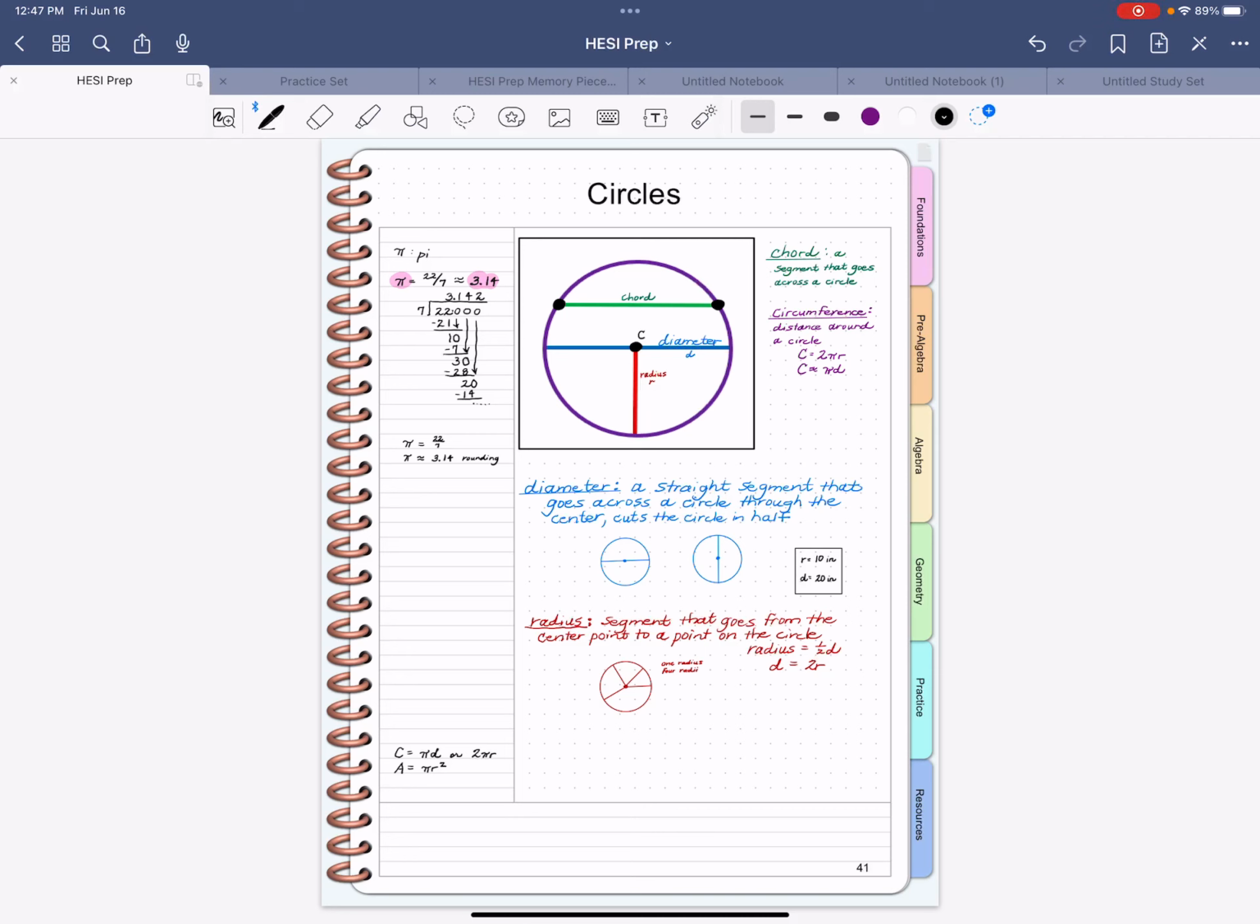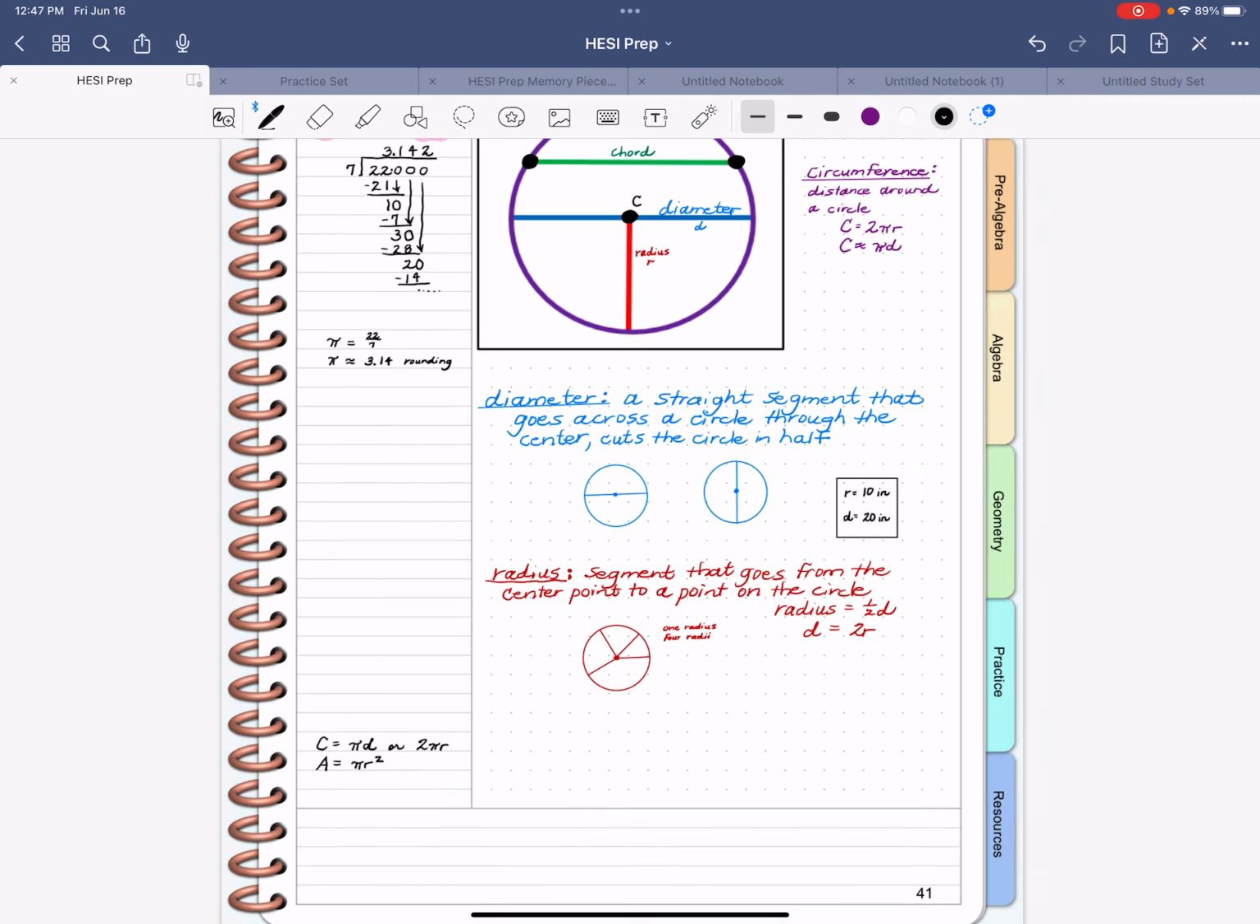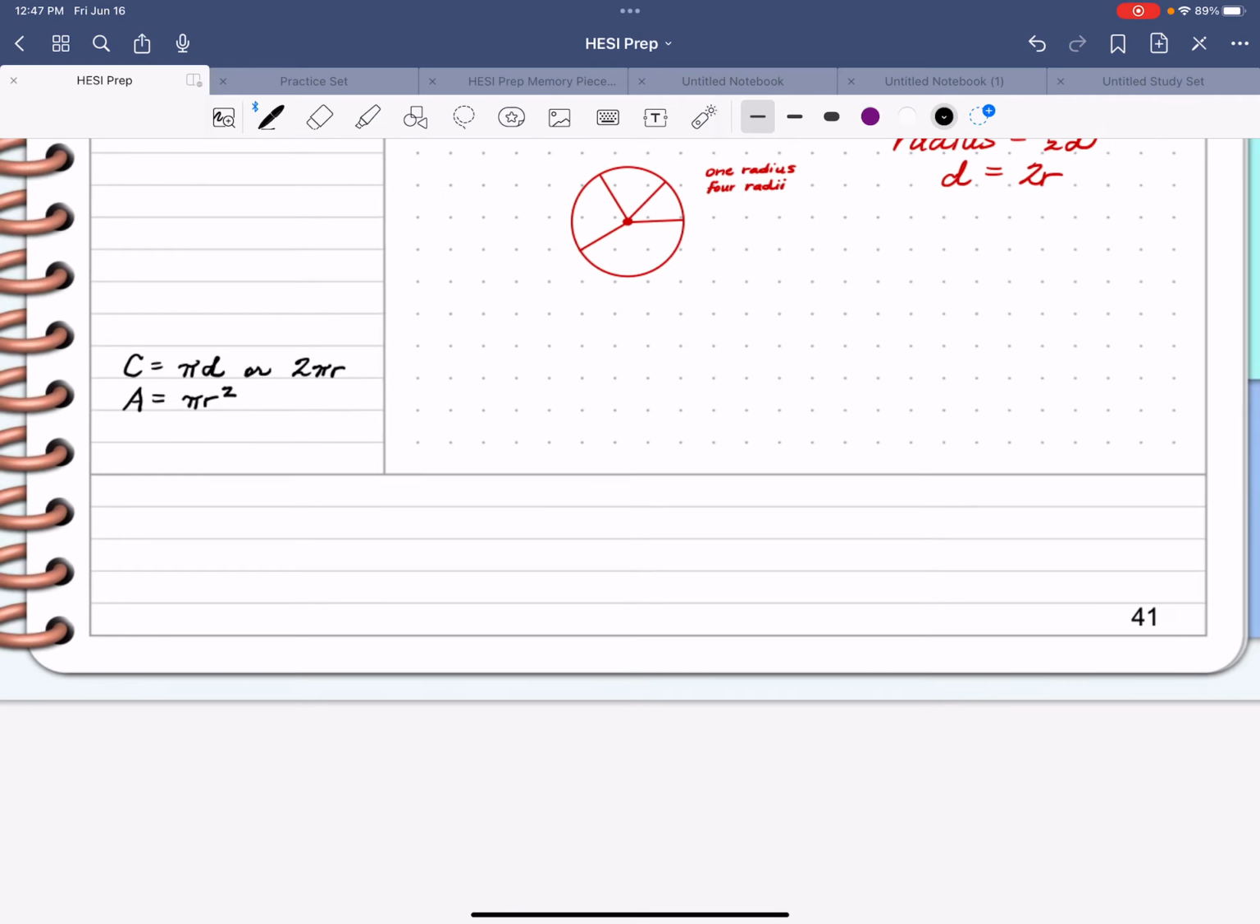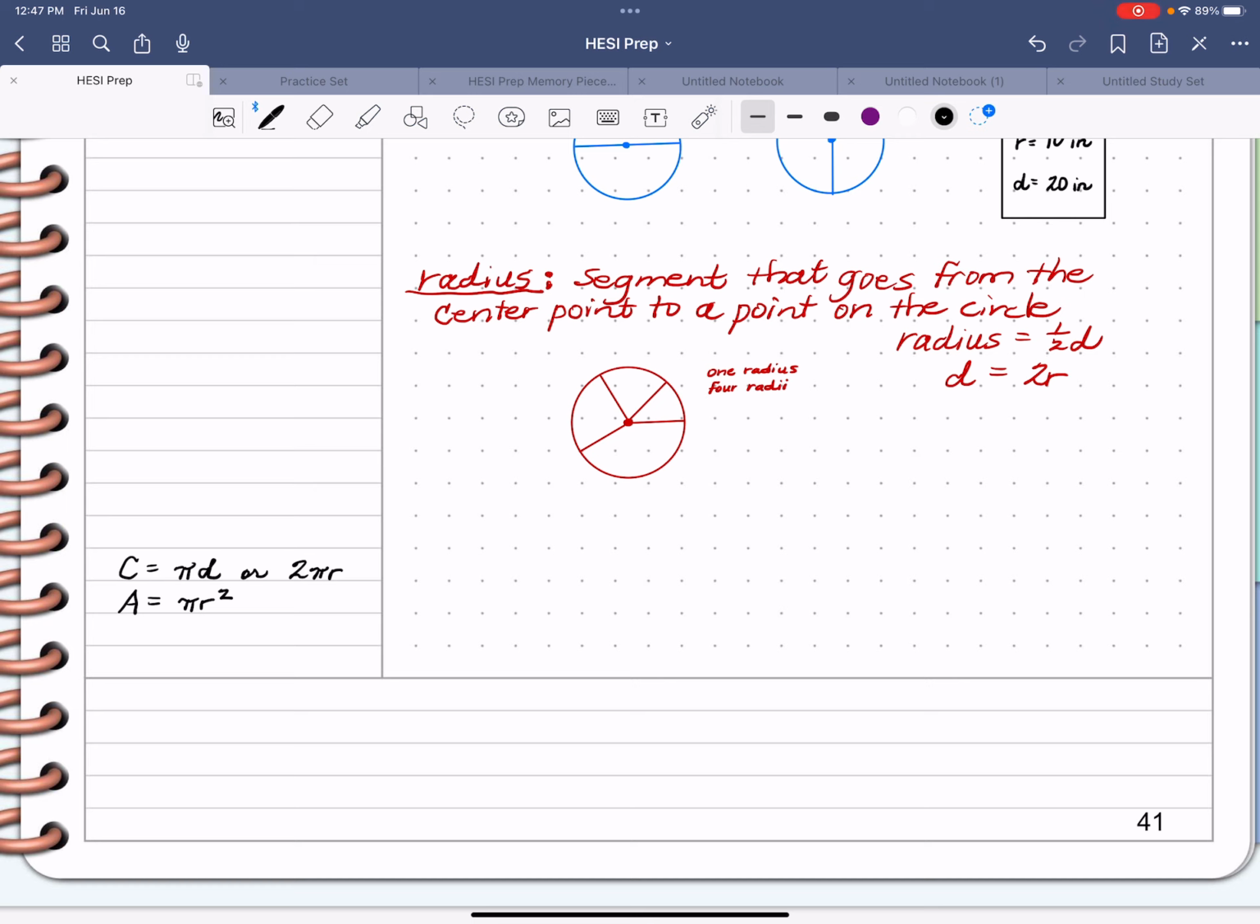When I finished this video, I went back and realized at no point do I show you how to actually use the formulas. I thought they were coming up on another page. So I'm going to add this little addition here to page 41. I want to show you how to actually do the circumference and area formulas.